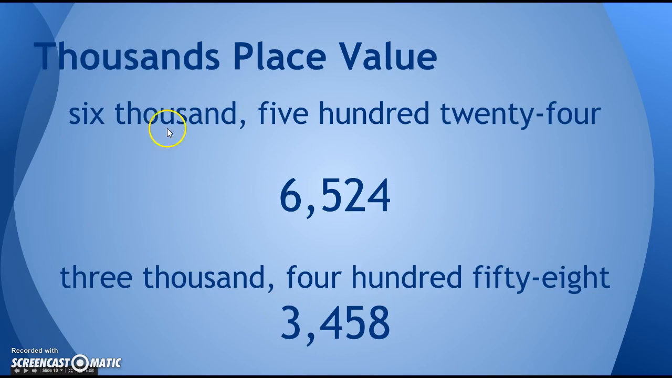So here's our 6,524. We have 6 in the thousands place, we have 5 hundreds, and we have 24. So 2 tens and 4 ones, and notice the comma. In the second example you were asked to look at, we had 3,458. So we have 3 in the thousands column with a comma between the thousands and the hundreds, 4 hundreds, and 58, 5 tens and 8 ones.